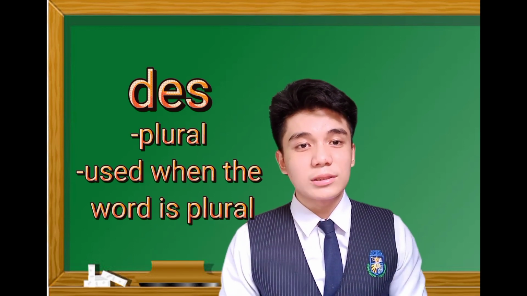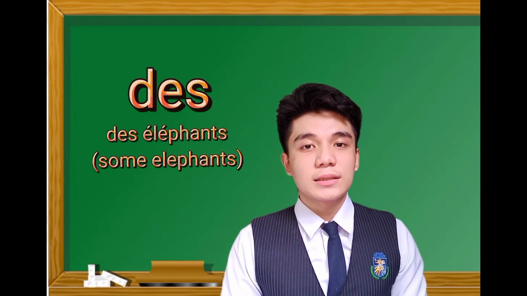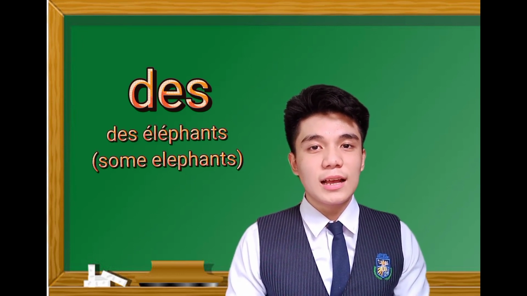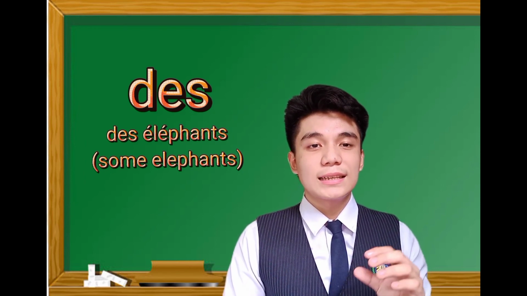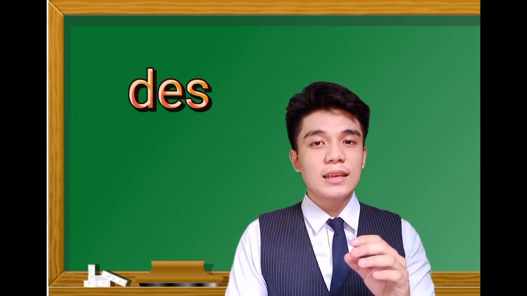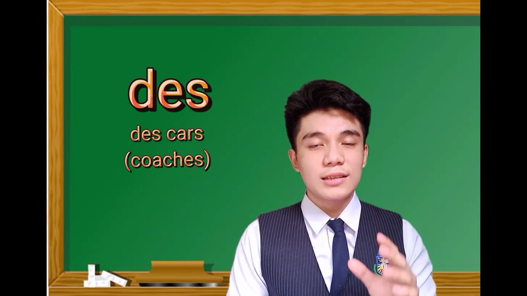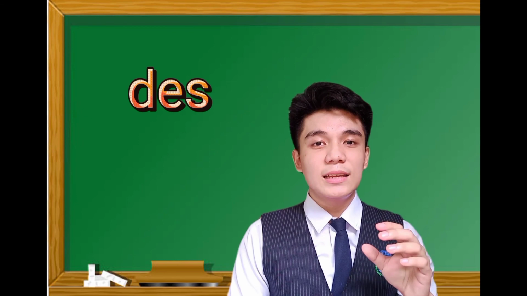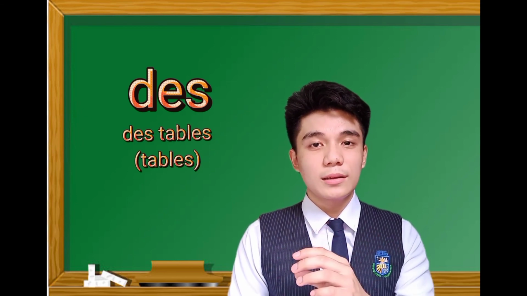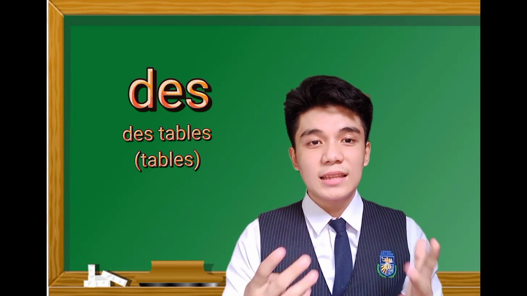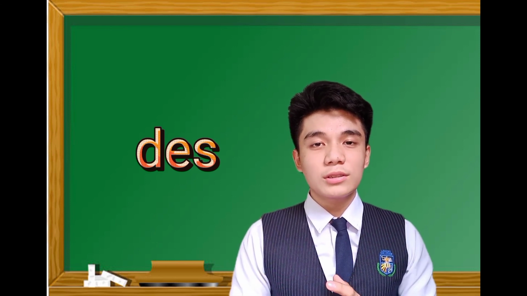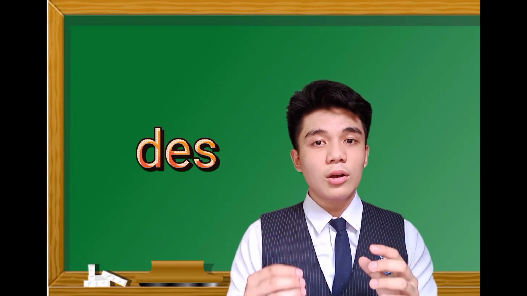So let me give you some examples, like des éléphants, or in the indefinite article, it is pronounced des xylophones. The second example is des cars, or in English, it means coaches. And the last example is des tables, or in English, it means tables. So on that plural form, you must use a plural word to consider it an indefinite article. So that is your hint on this article.